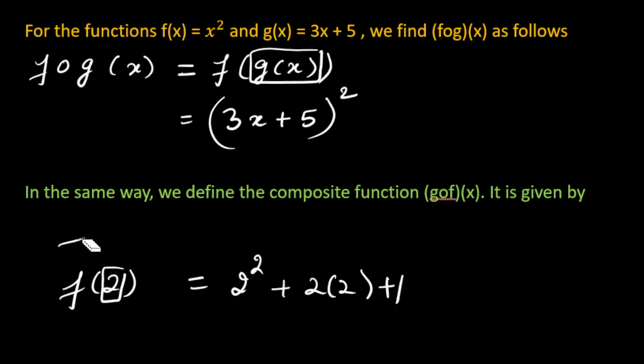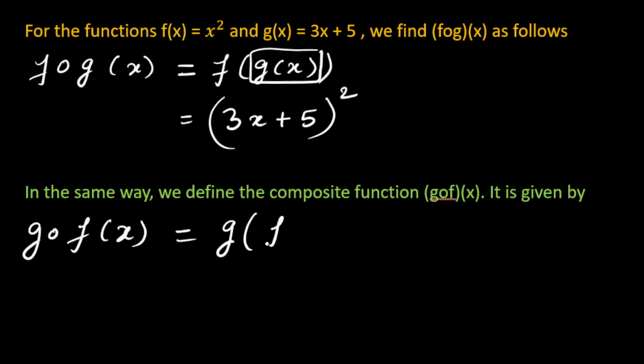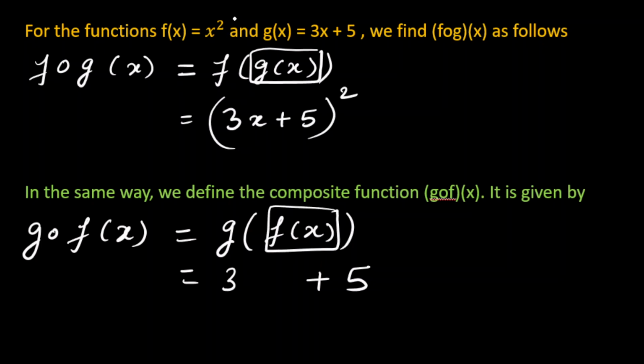In the same way, we define the composite function g of f. So g of f of x can be written as g(f(x)). Now in this, we are going to plug f into g. So g is the main function over here. What is the function? 3x plus 5. Again here, at place of x, we have to write the function f(x). What is the function f(x)? x square. So 3x square plus 5.